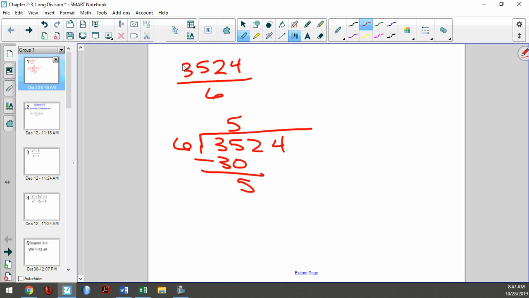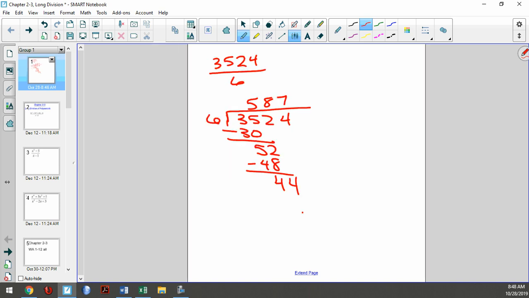Now I'm going to drop down the 2. How many times does 6 go into 52? Okay. 6 times 8 is? Subtract that vertically. What does that give me? 4. Drop down the 4. How many times does 6 go into 44? 7. Multiply diagonally. That's going to give me a 42. Subtract. That gives me 2.